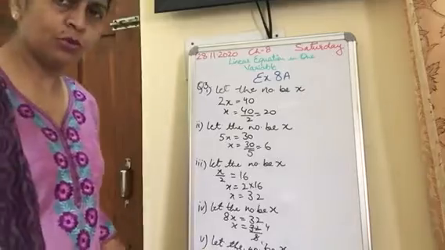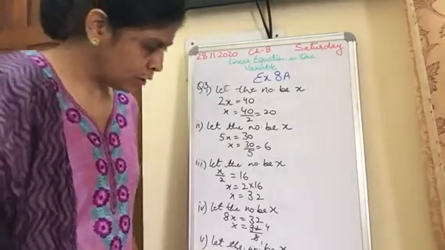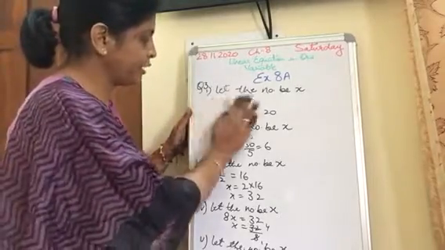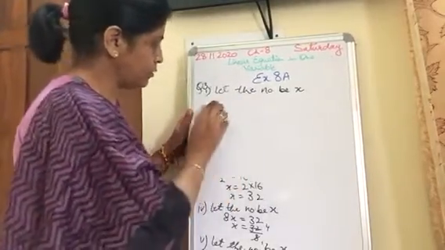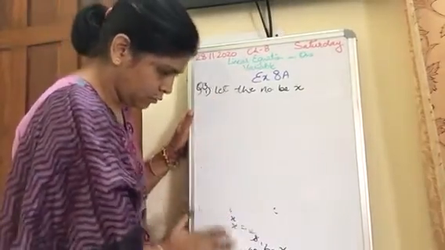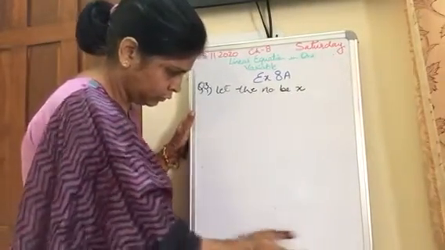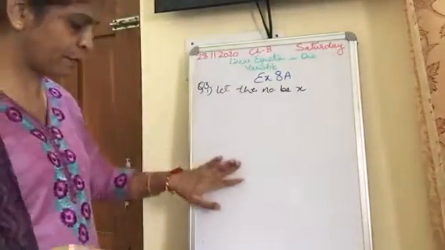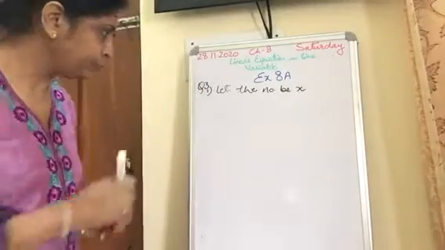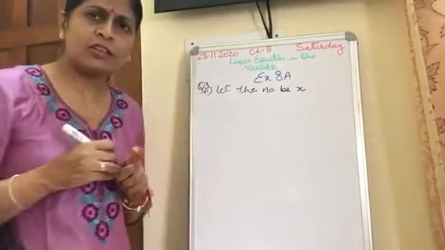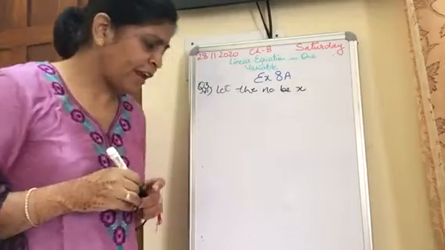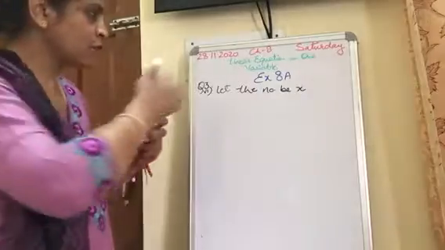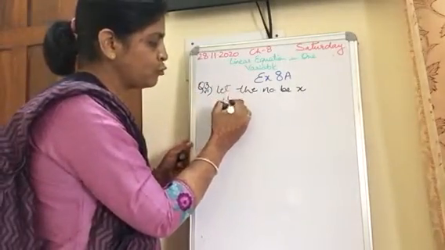Clear? So this way we will do all the parts of it. Okay, the sixth part I will do because it is a little bit different. The rest you can do by yourself. Now the sixth part says 1.5 times a number.